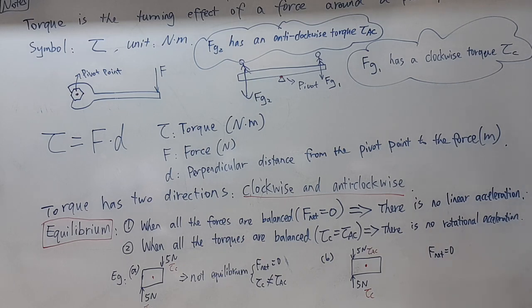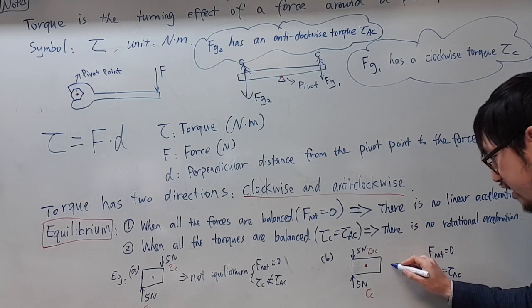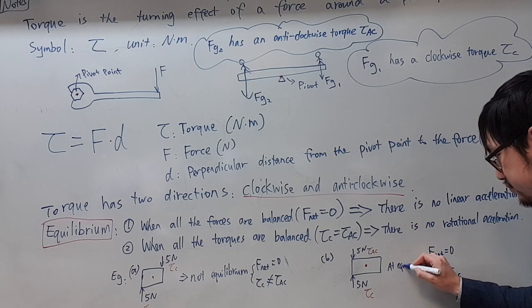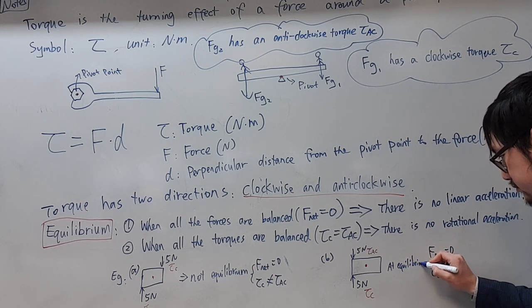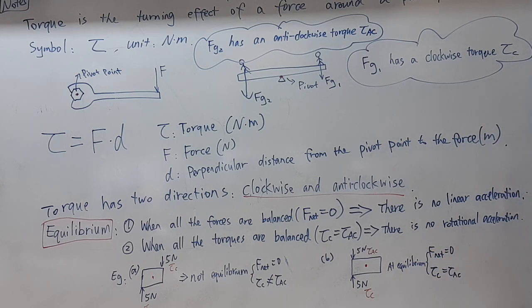So now torque clockwise equals torque anti-clockwise. So this object is at equilibrium, because of these two reasons. Does that make sense? Okay, so these are the ideas of torque. What is torque? And what is equilibrium? And how do they work together?